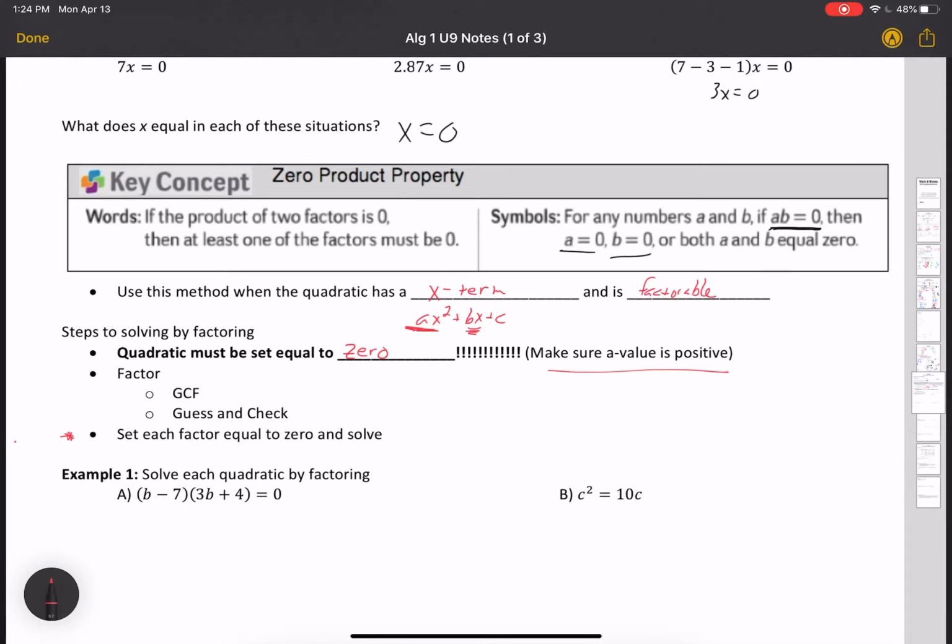Okay? So this skill is super important. This, along with factoring, you're going to do in every math class from here on out. Factoring is super important at this upper level math. So solve each quadratic by factoring.